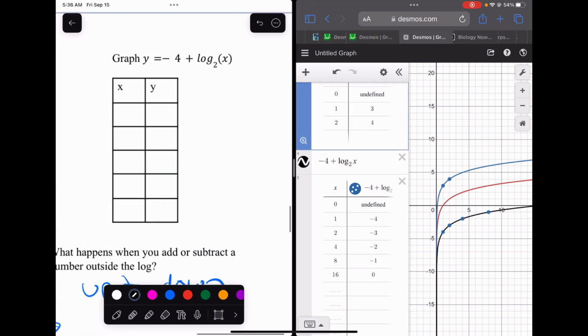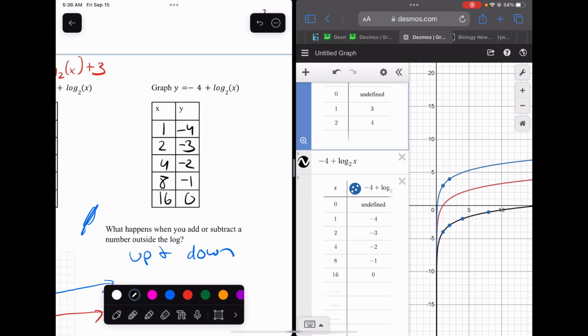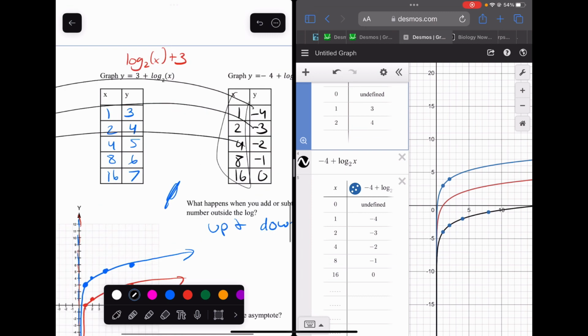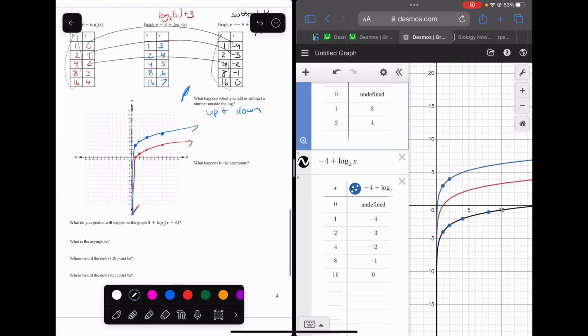We're going to go ahead and write out our coordinates here. We've got 1, 2, 4, 8, and 16, and our outputs are -4, -3, -2, -1, and 0. Now, what's happening to our y values here? Notice how our x values stayed the same, but our y values, what did we do? We subtracted 4, okay? So we're going to subtract 4 from the y values.